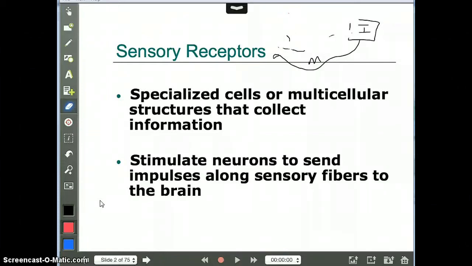So if I just kind of quickly get rid of this stuff, move our way into some of the notes, we're going to talk about how these sensory receptors are going to be working. Now, what they are is a specialized type of cell or multicellular structure whose job is to receive signals of all of the outside information. Their job is to stimulate then the neuron, the receptor neuron.